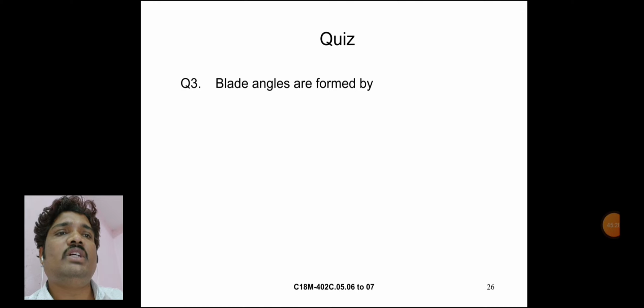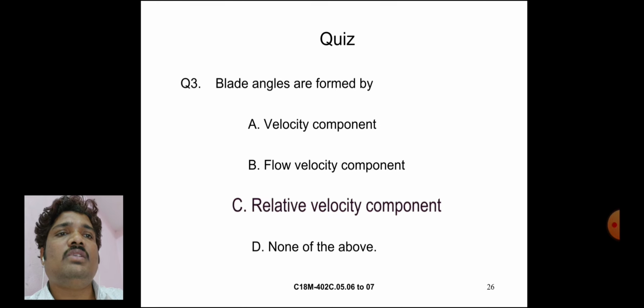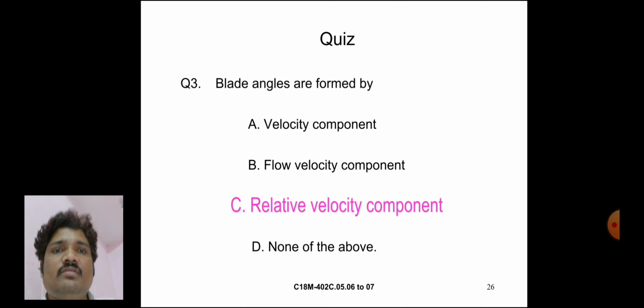Blade angles are formed by which velocity component: whirl velocity component, flow velocity component, relative velocity component, or none of the above? The answer is relative velocity component. Blade angles are formed by relative velocity component.